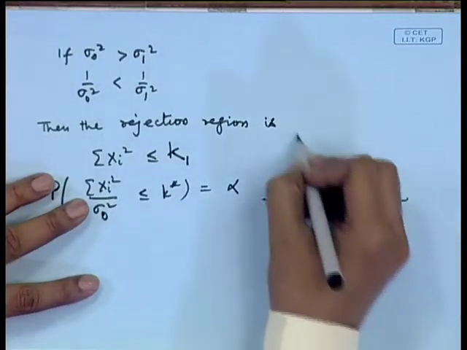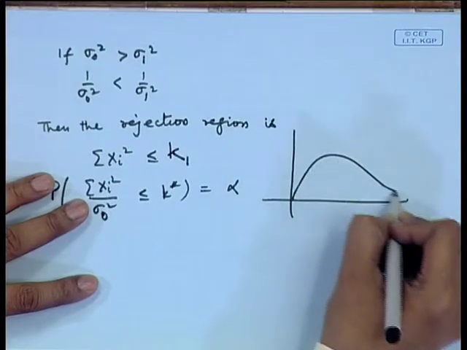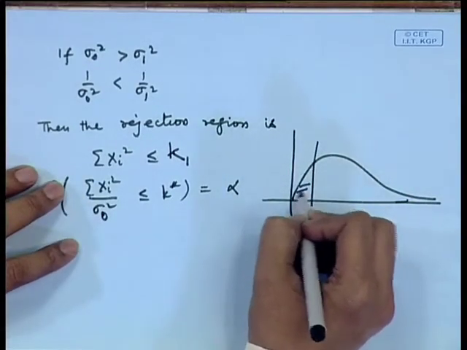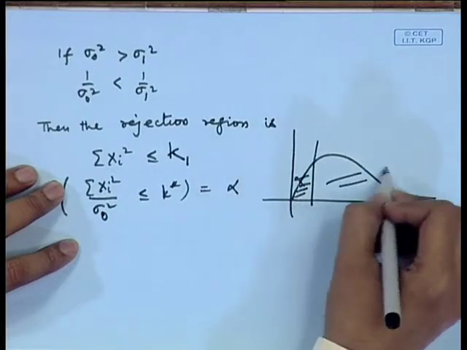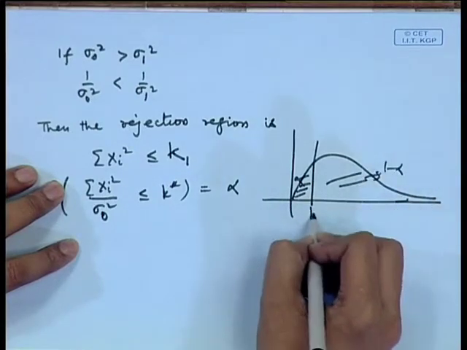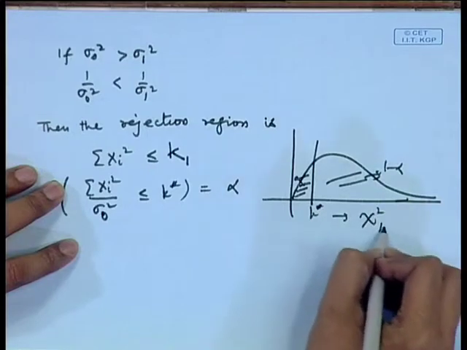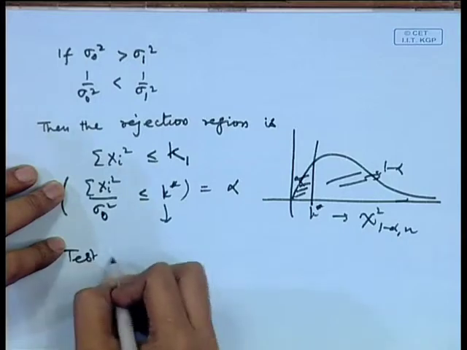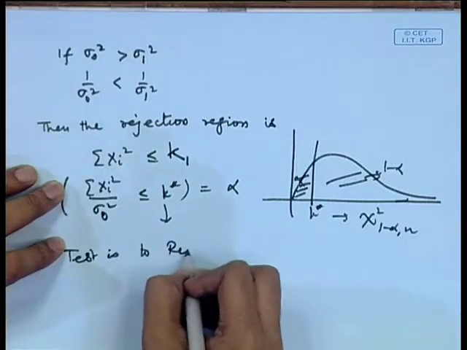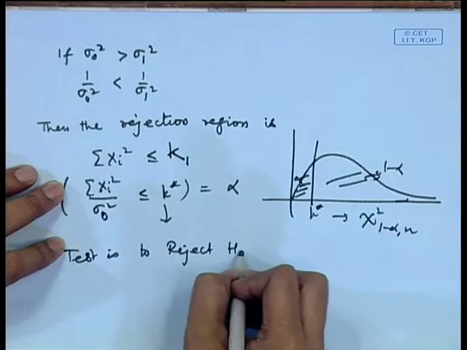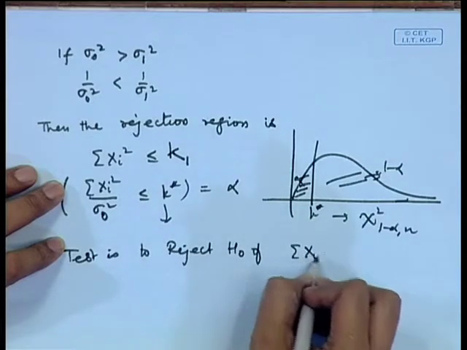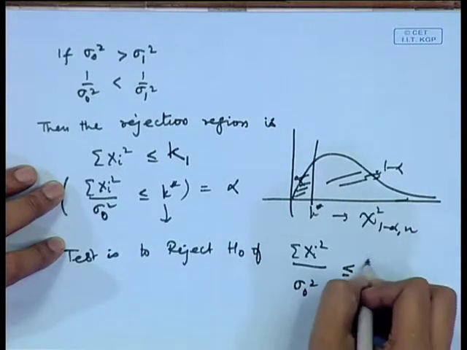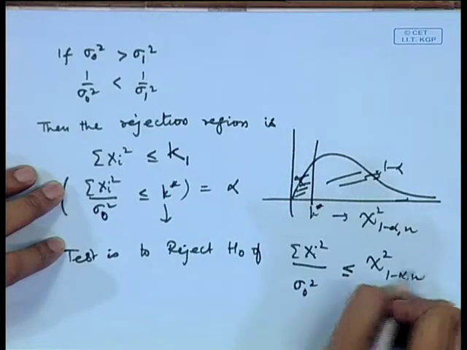So, here it is turning out to be the left hand point. We are saying this value is alpha, that means this upper value is 1 minus alpha. So, this k star in this case becomes chi square 1 minus alpha, n point. That means the test is to reject h naught if sigma x i square by sigma naught square is less than or equal to chi square 1 minus alpha, n.